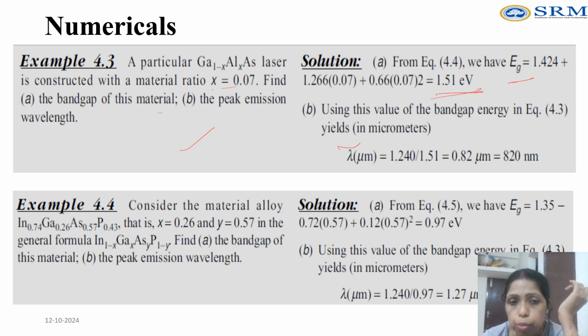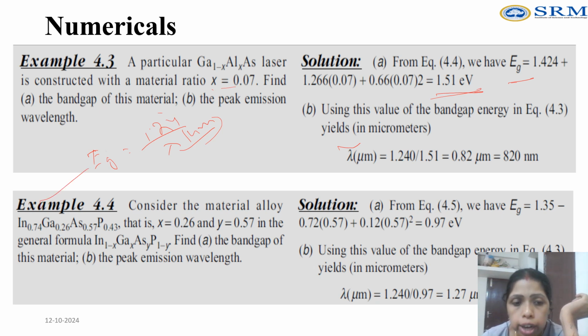This is 1.51. And the peak emission wavelength. So Eg is equal to, you know, 1.24 by lambda, where lambda is in micrometer. Okay, so if you put the 1.51 here instead of Eg, you will get lambda in micrometer, the 820 nanometer.